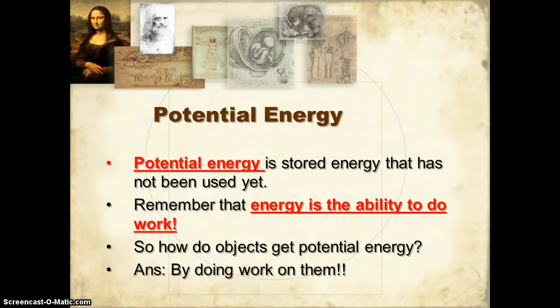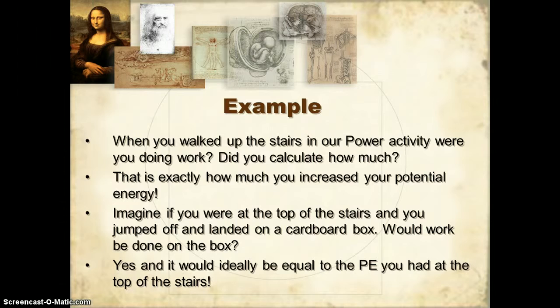So how do objects get potential energy? Well, by doing work on them. Remember in our hours, who was the most powerful student activity? When you guys walked up the stairs, were you doing work? Yeah, you were. In fact, you calculated the work by taking your weight in newtons times the distance or the height that you walked. Okay?